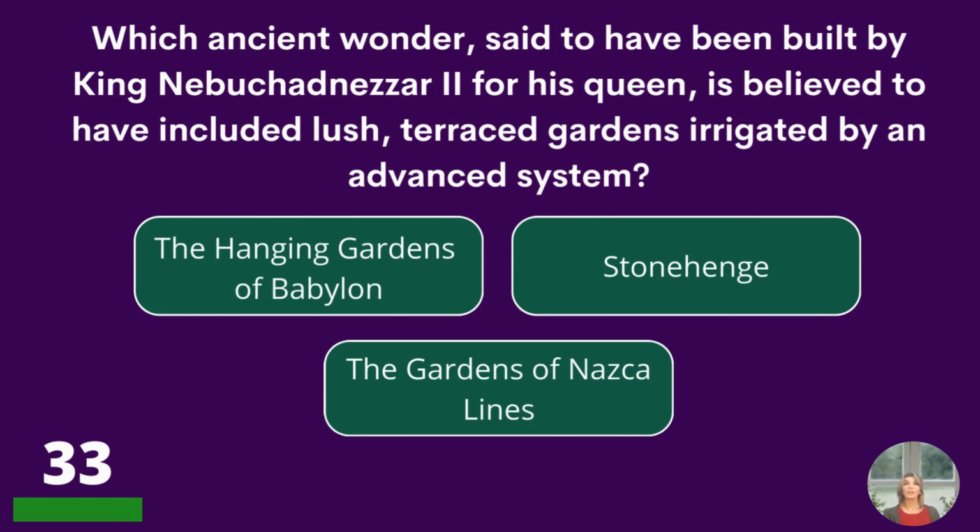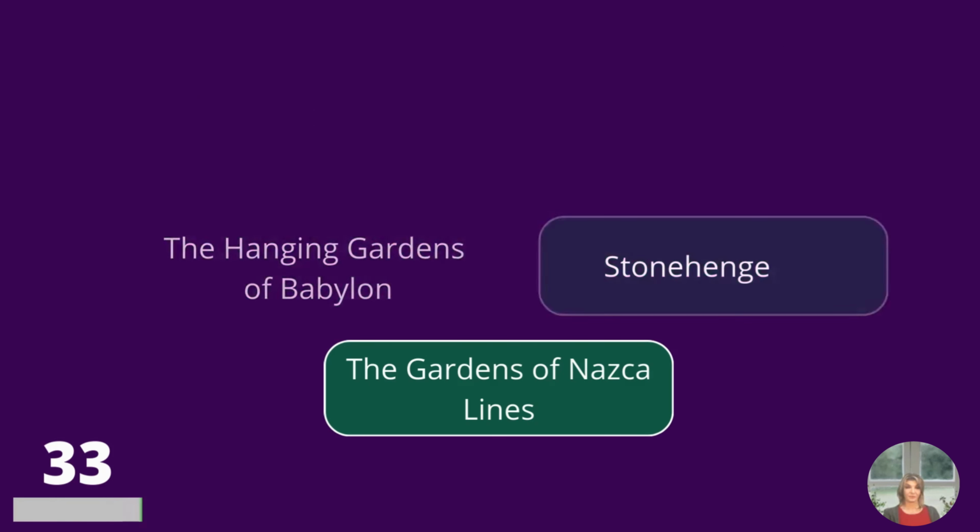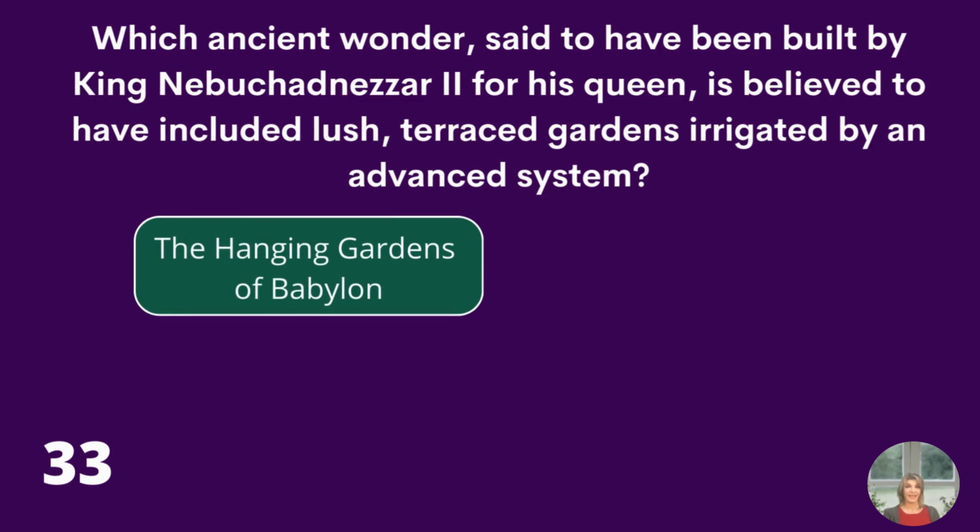Which ancient wonder, said to have been built by King Nebuchadnezzar II for his queen, is believed to have included lush, terraced gardens irrigated by an advanced system? The Hanging Gardens of Babylon.